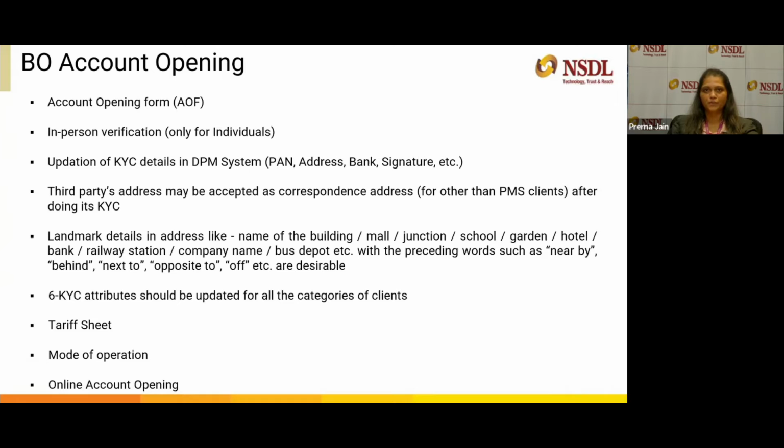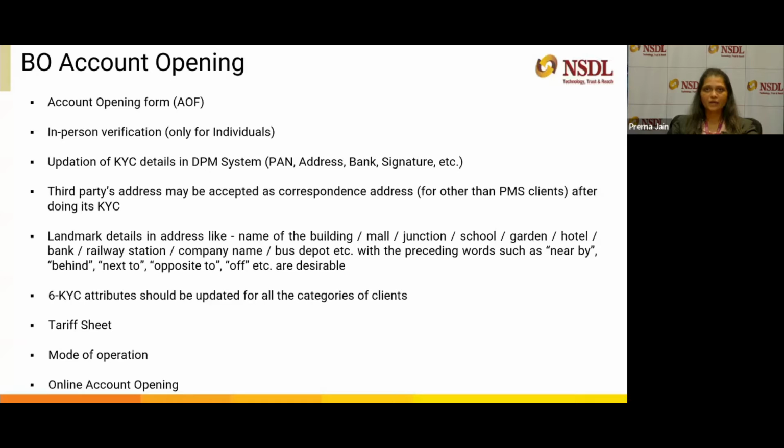after due verification. In case of capturing address in DPM system, you are required to ensure that two addresses, that is local and correspondence address, are captured. Depository participants may capture the landmark details in the DPM system, even though not mentioned in the proof of address submitted by the client, but mentioned by the client in the account opening form. The landmark details could include details like name of the building, mall, junction, etc., with the preceding words such as nearby, adjacent to, behind, next to, opposite to, etc.